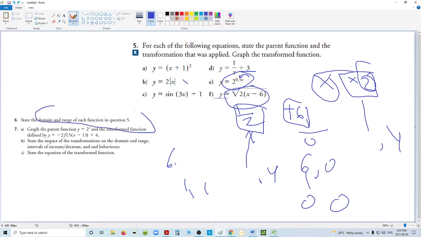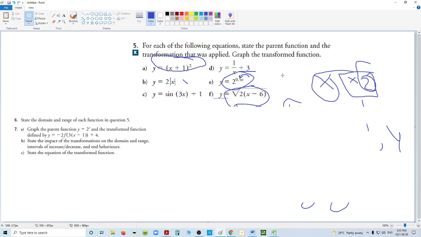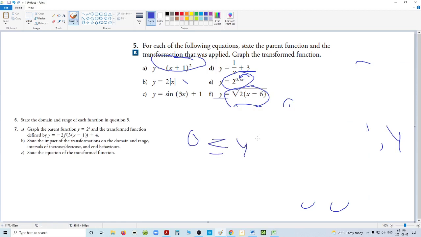State the domain and range of the function in question 5. This has got the same range. So the domain is x ∈ R, and the range is y is bigger or equal to 0. It's the same as a normal parabola. This, same thing. Nothing's changed. This, the domain hasn't changed, but the range has been elevated by 1. So it now goes from 0 is smaller or equal to y is smaller or equal to 2.